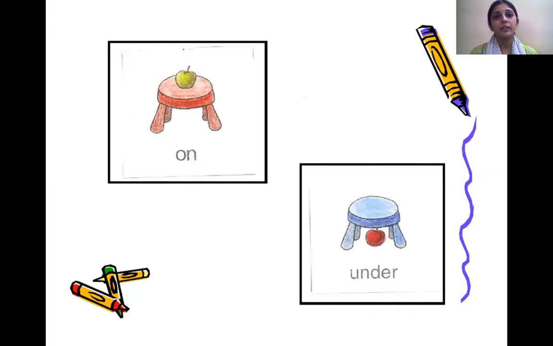There is another word, over, and yet another is above. So you know, the Gujarati meaning of all the three is the same. Upar, on hoy to પણ આપણે ઉપર કહીએ, over and above hoy to પણ આપણે ઉપર કહીએ. So what is the difference between on, over and above?